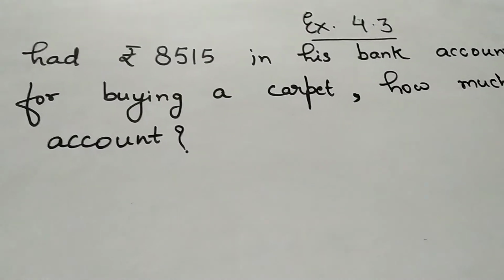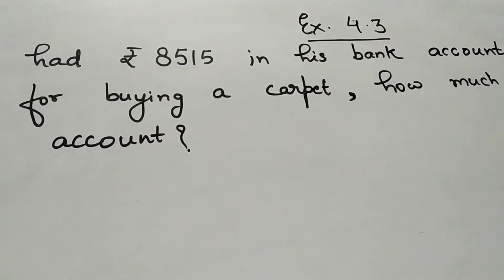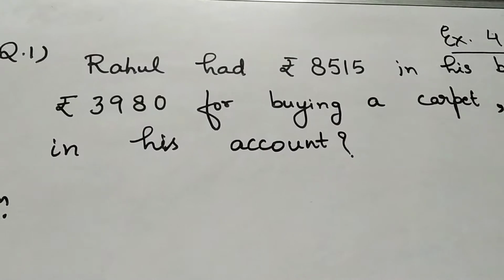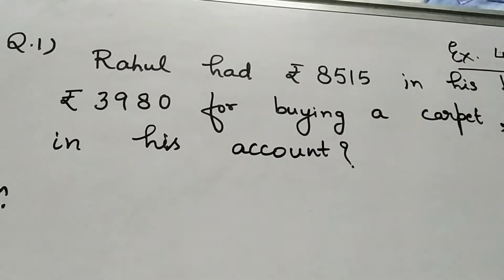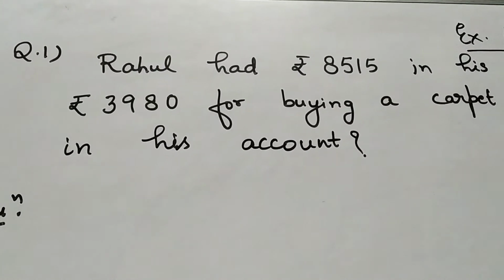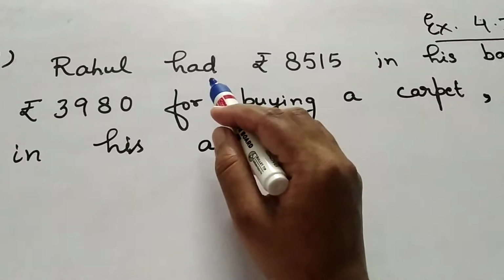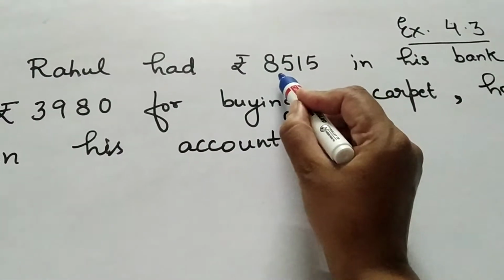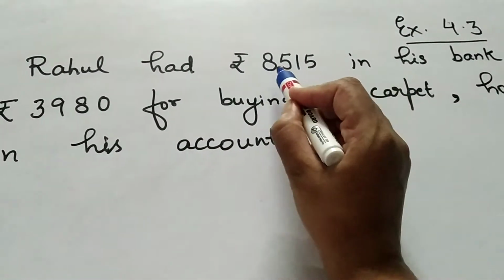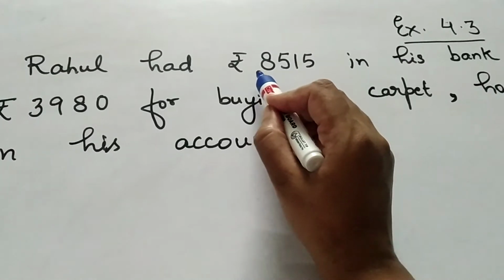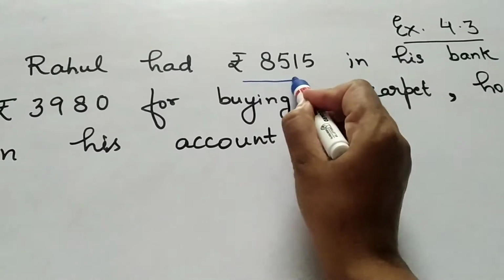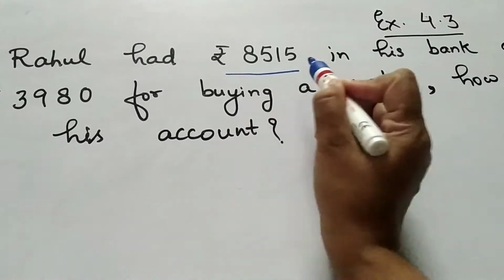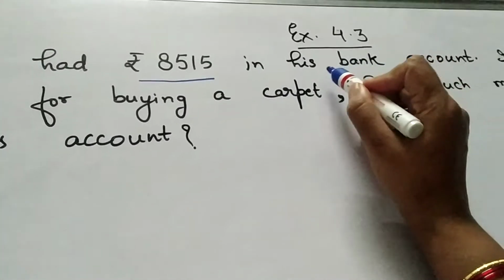Now children, our next exercise is exercise 4.3, in which we have to solve the story problems, right? Word problems. Question number 1 says, Rahul had rupees 8,515. In the addition problems also I told you that first we have to underline the given numbers, right? In his bank account. Where is it?